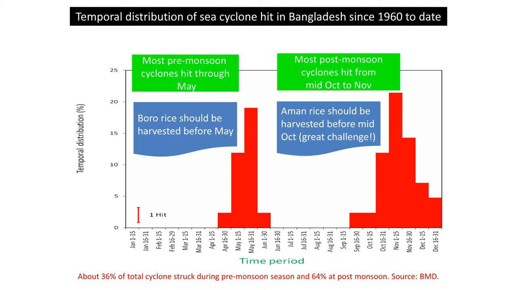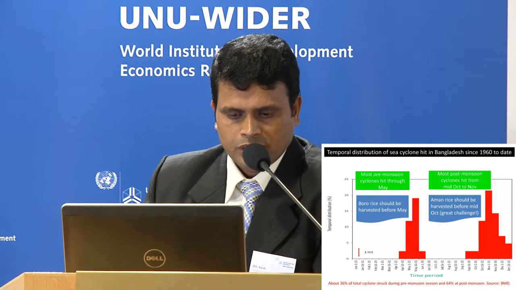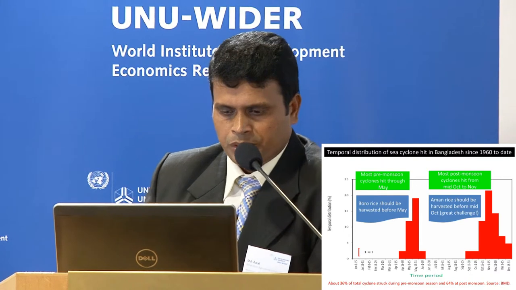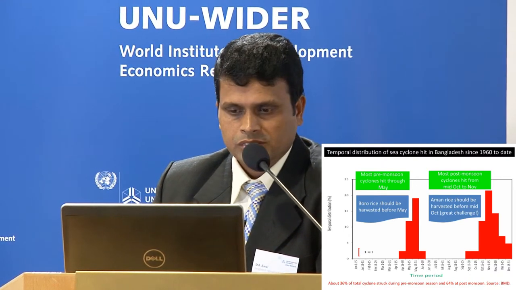And temporal distribution of sea cyclone hits in Bangladesh since 1960. We categorized all cyclones and found that most of the cyclones hit either before the monsoon or after the monsoon. And we calculated that 36% of the cyclones struck during the pre-monsoon season and 64% in the post-monsoon season.